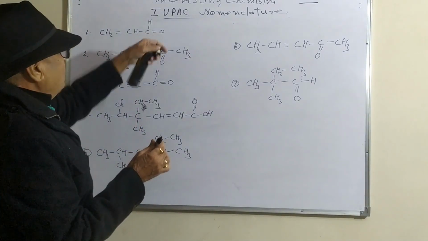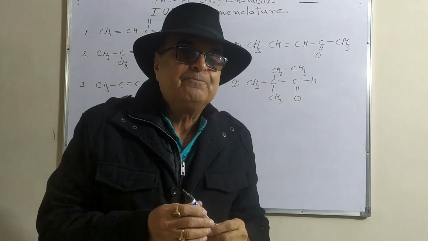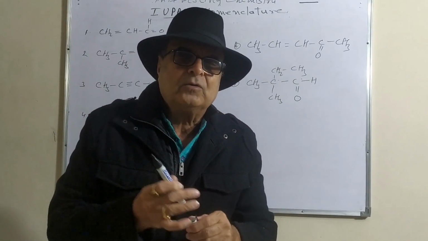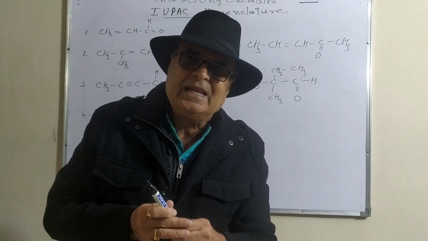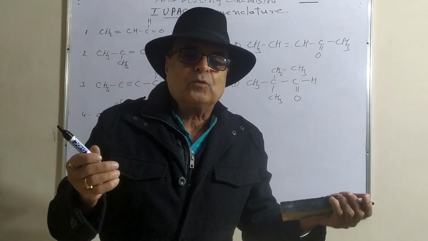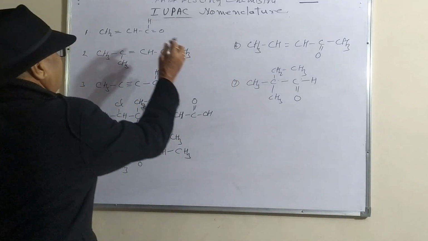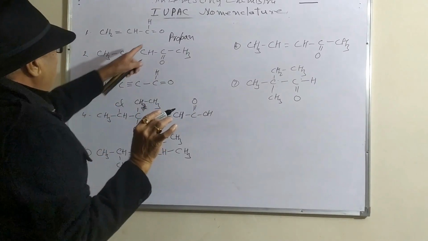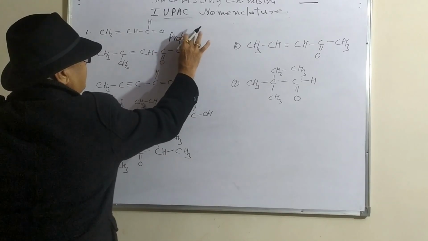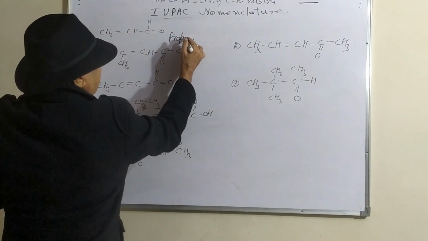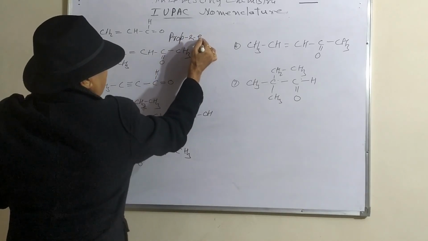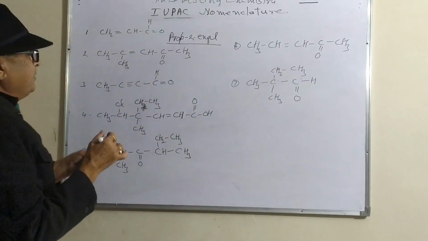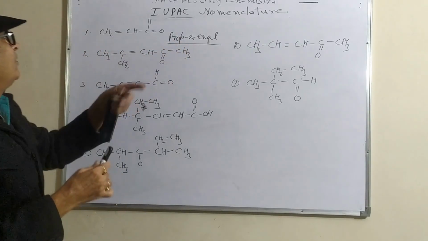And this is CHO. As I told you, when CHO is suffixed to the longest chain or the parent compound, the suffix of the aldehyde will be al. So the name of this compound will be propenal. Not propane, because it has a double bond, so propene, where the e is dropped and al is added. So the name of the compound will be propenal. You can say 2-propenal.